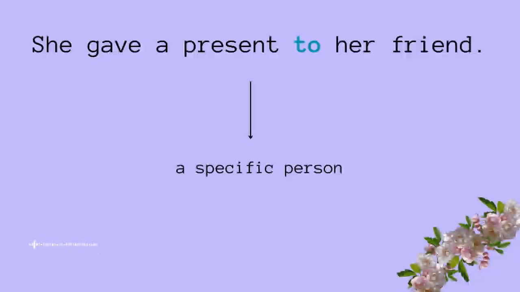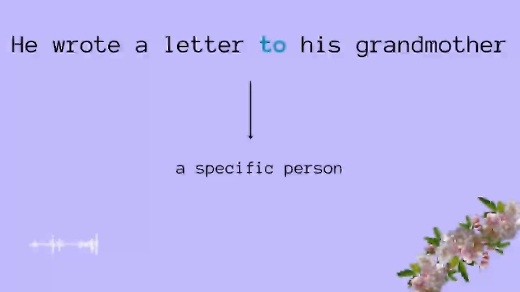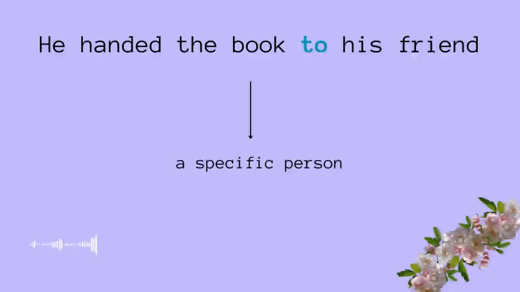Now let's have a look at another example. He wrote a letter to whom? To his grandmother. So we are speaking about specific people. He wrote a letter to his grandmother. Another one. He handed the book to his friend. So again, we are speaking about specific people in here, and so we need to use to his friend.